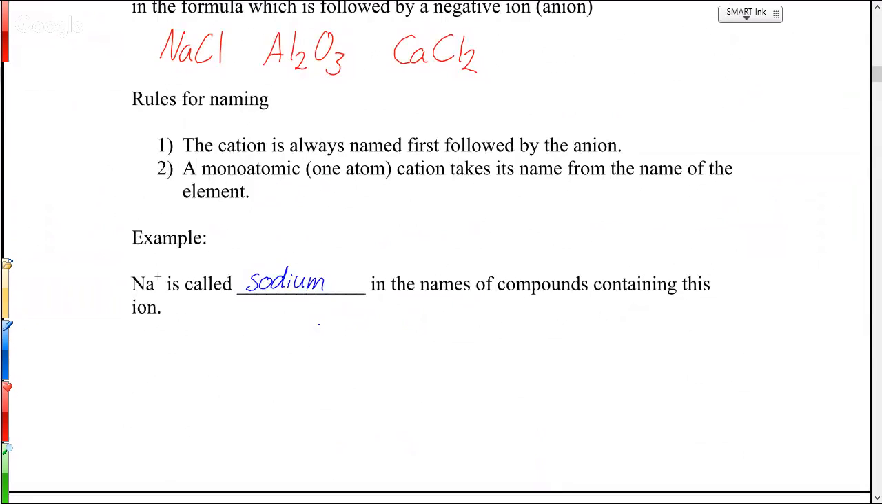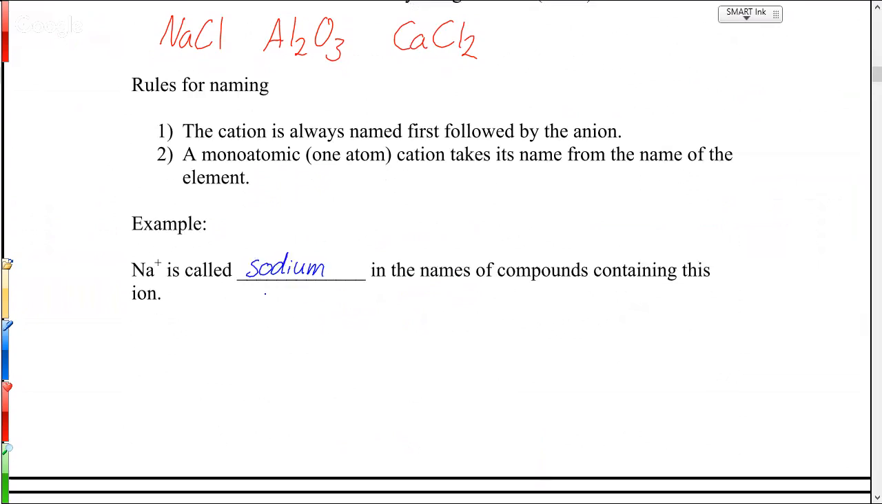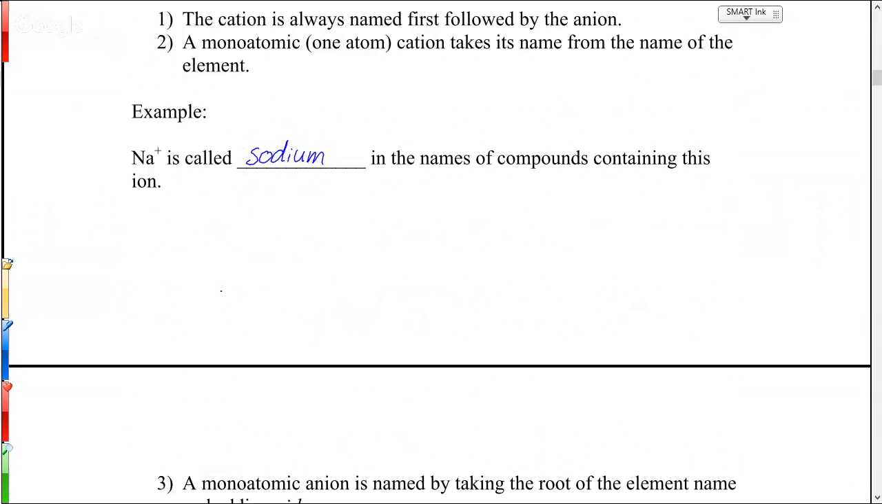So you name the cation first, then the anion. The cation takes its name from the name of the element, and the third rule is that the anion takes the root of the element name and then adds ide. So cut something off the end. It's not sulfuride, it's sulfide.